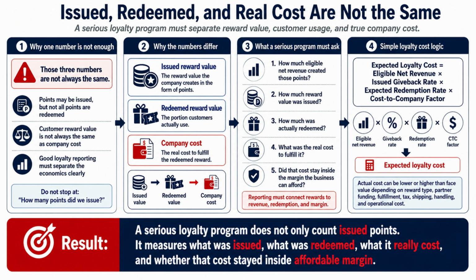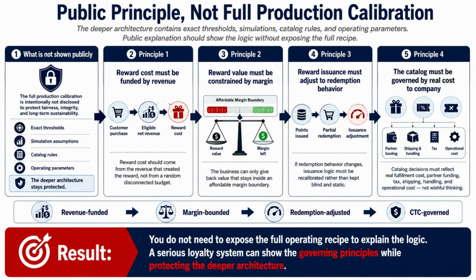In simple form, the logic is this. Expected loyalty cost equals eligible net revenue multiplied by issued giveback rate multiplied by expected redemption rate multiplied by cost to company factor. I am not showing the full production calibration here because the exact thresholds, simulations, catalog rules, and operating parameters are part of the deeper architecture. But the principle is simple.